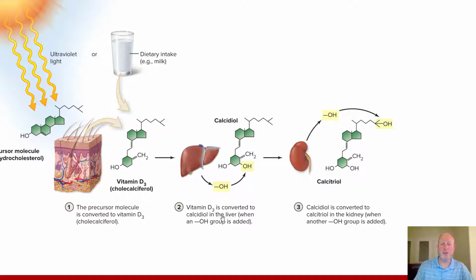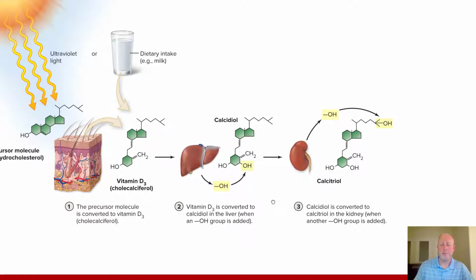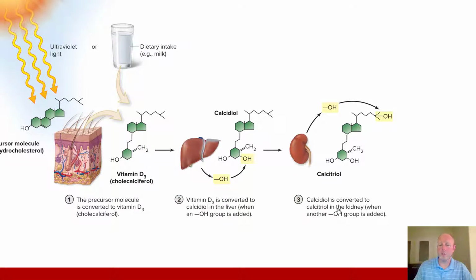Vitamin D3 is converted into calcidiol in the liver when an OH, a hydroxide group, is added. And then calcidiol is converted to calcitriol in the kidney when another hydroxide group is added. Becomes calcitriol.